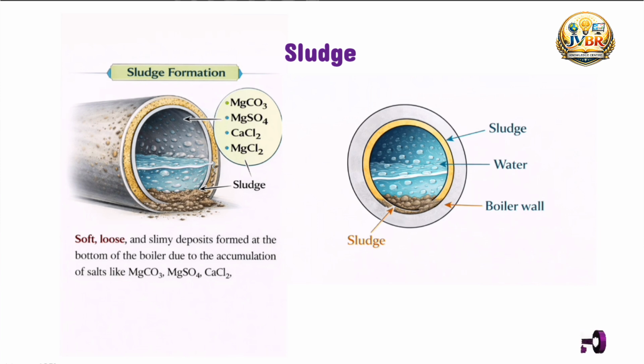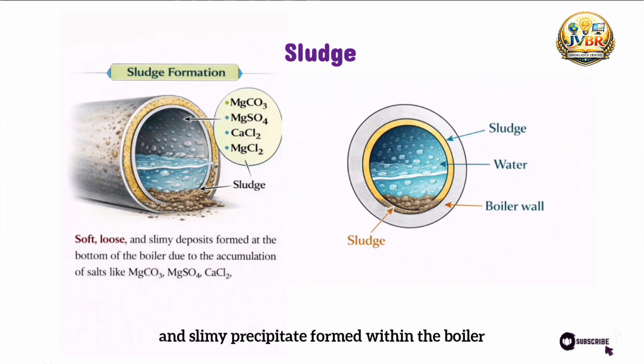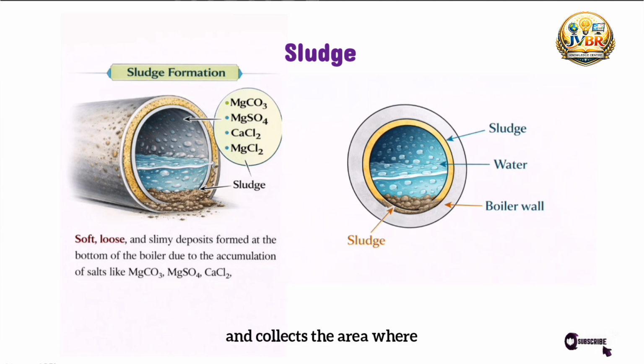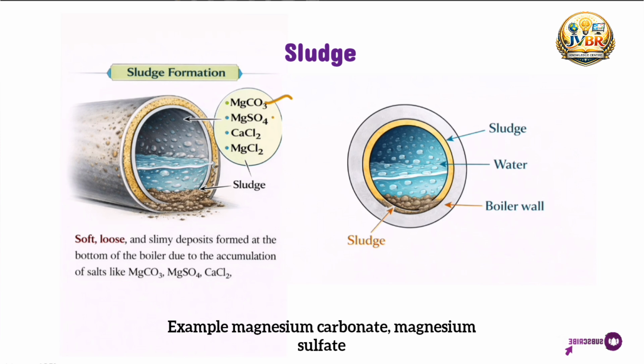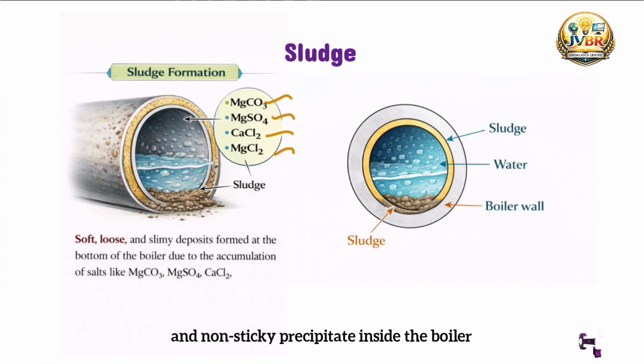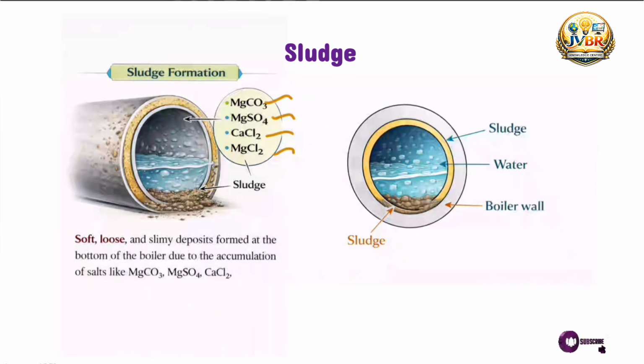Second one, sludge. Sludge is a soft, loose and slimy precipitate formed within the boiler. It is formed at comparatively colder portions of the boiler and collects in areas where the flow rate is slow. Examples: magnesium carbonate, magnesium sulfate, calcium chloride, magnesium chloride. These salts form a soft, loose and non-sticky precipitate inside the boiler. See here, this is a precipitate called sludge.